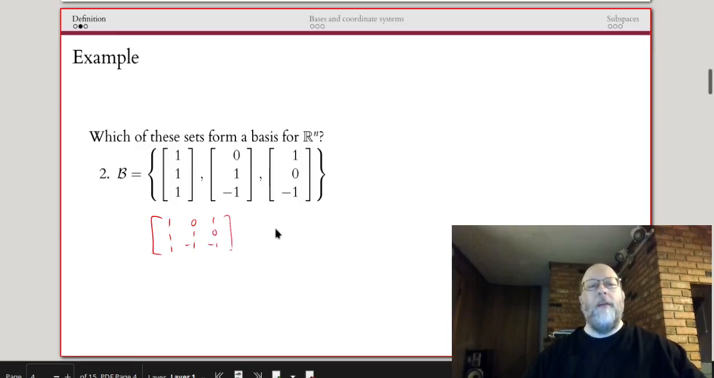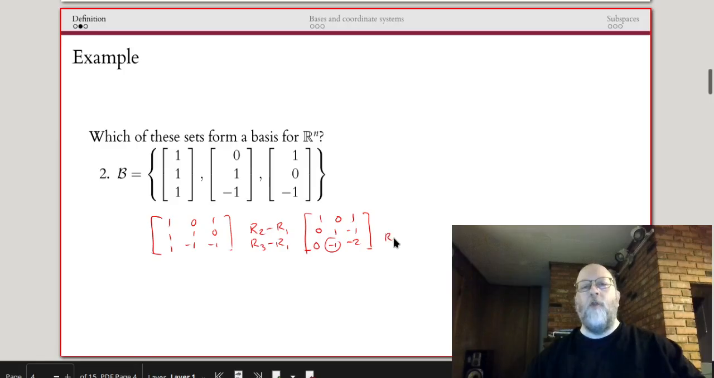If we try putting this in echelon form, we will take row 2 minus row 1 and row 3 minus row 1. 1 minus 1 is 0. 1 minus 0 is 1. 0 minus 1 is negative 1. 1 minus 1 is 0. Negative 1 minus 0 is negative 1. Negative 1 minus 1 is negative 2. And now we have to eliminate this entry, so we'll take row 3 plus row 2.